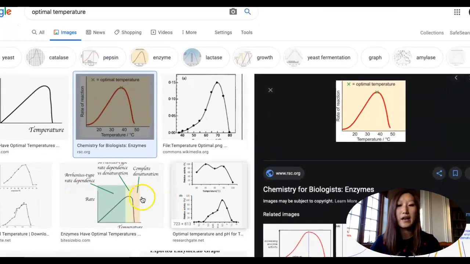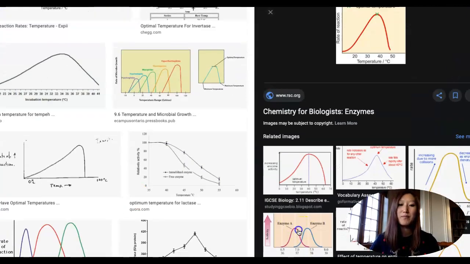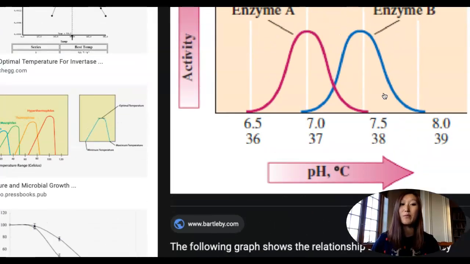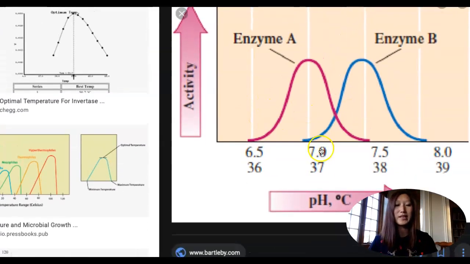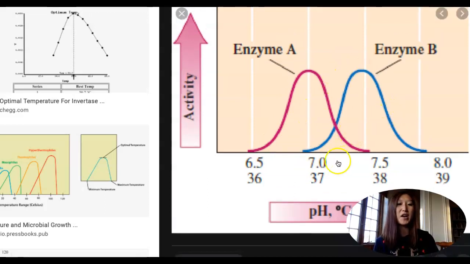Different types of enzymes have different optimal temperatures or pH, right? For example, if you look at this one, the optimal temperature of enzyme A will be about 36.8 degrees, and the optimal pH will be maybe 6.8. And then enzyme B, in comparison, because it's a completely different enzyme, has different activities. Enzyme B has an optimal temperature of about 37.9, and the optimal pH is about 7.4.